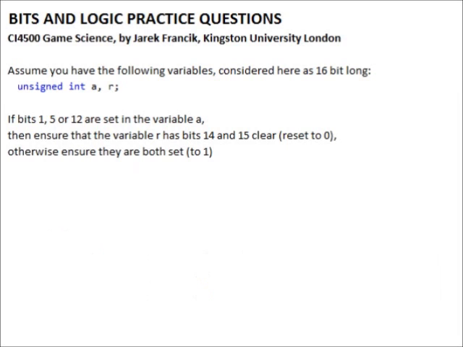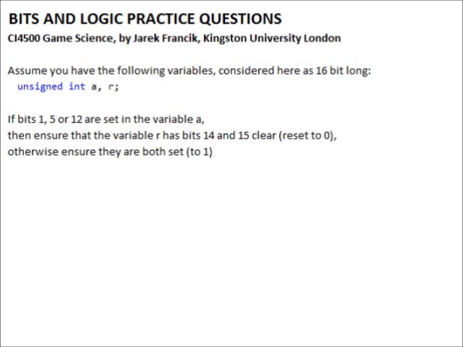In the first task we have two variables A and R. They are both considered to be 16-bit long. If bits 1, 5 or 12 are set in the variable A, we should clear bits 14 and 15 in the variable R, otherwise we should set them to 1. This involves three main bitwise operations: bit test, bit set, and bit clear or reset.